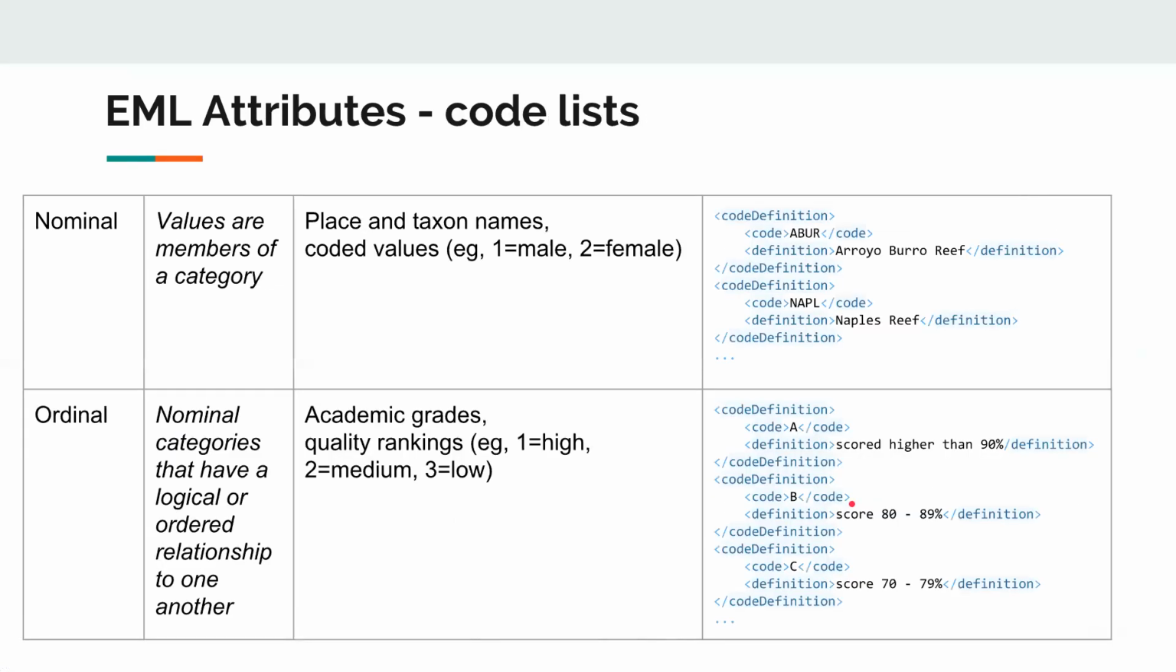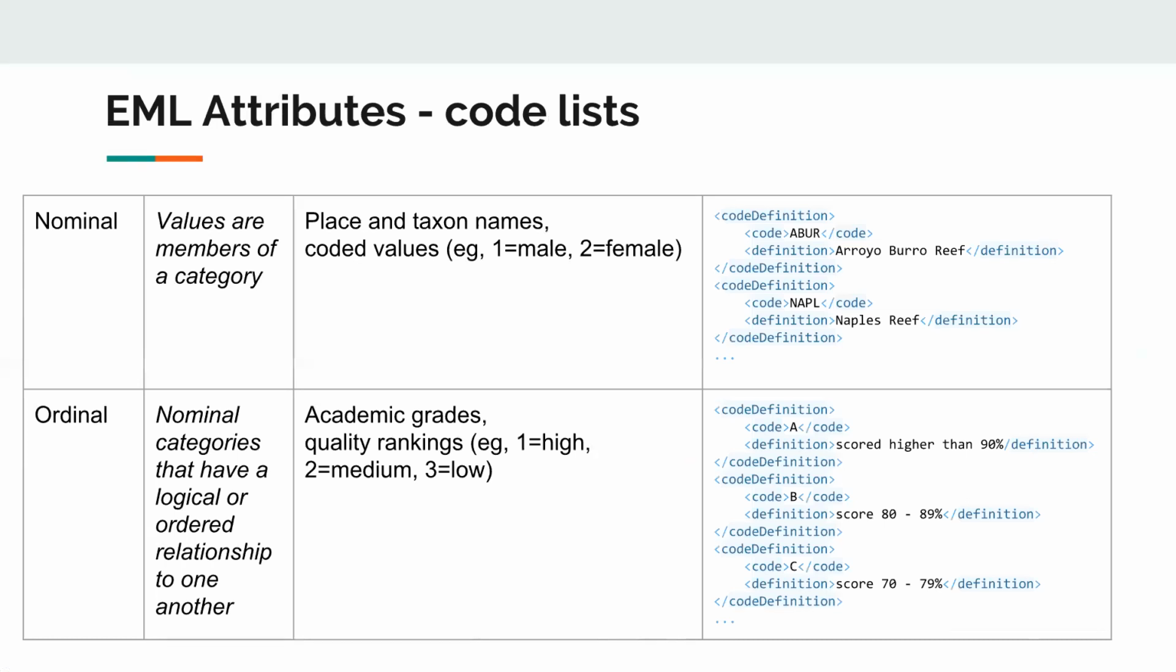Coded values. Here's an example of coded values for the two string types, which are nominal and ordinal. Both of these, I used a place name for the first one. So this is simple categorical data. I've got two kelp reefs here, one of them with a code and then the name of the reef. And then in the second one, which are ordinal categories where they have an order relationship, I just have the code definitions of some academic grades.